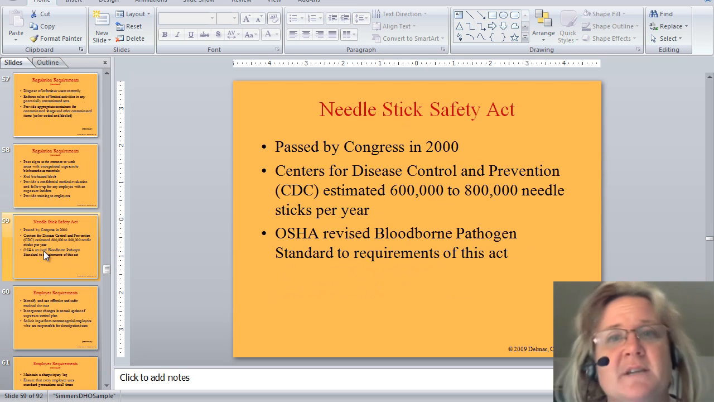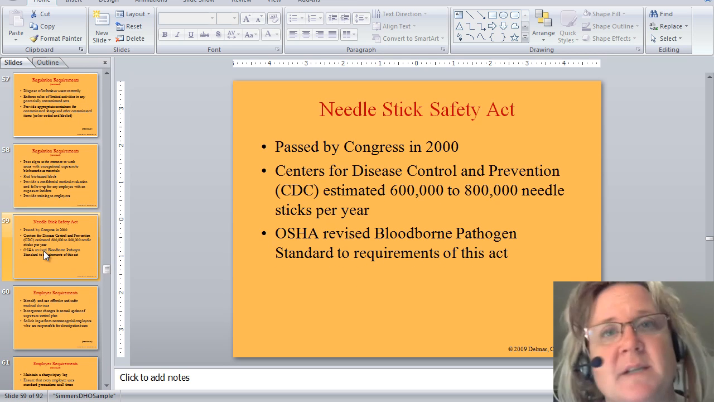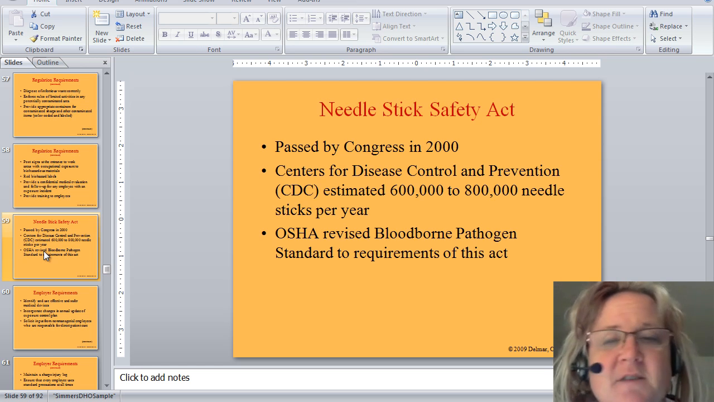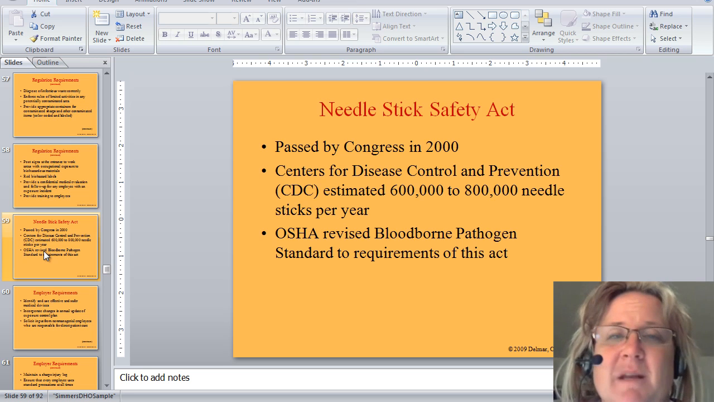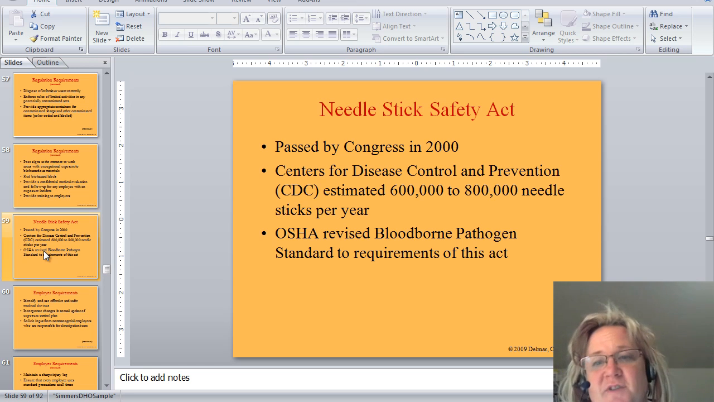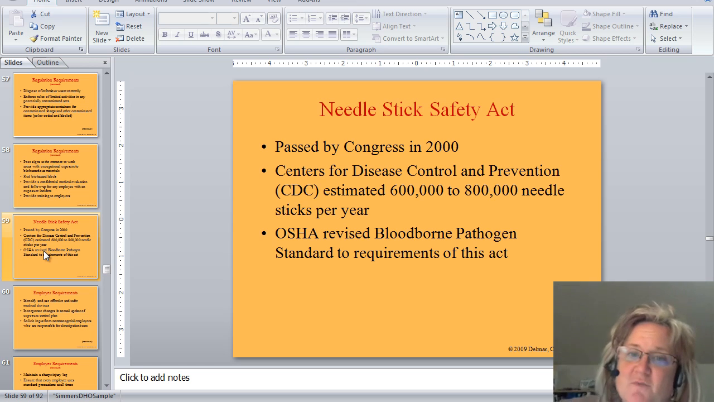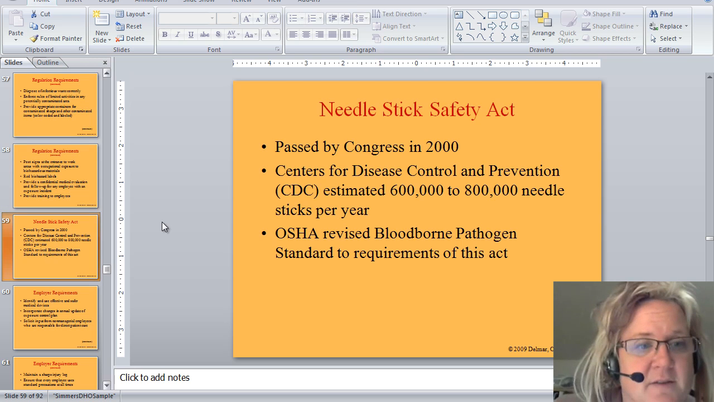The Needle Stick Safety Act. Say that 10 times fast. It was passed in Congress in 2000. The Centers for Disease Control and Prevention estimated between 600,000 and 800,000 needle sticks per year. Okay, I was one of those statistics. OSHA revised the bloodborne pathogen standard requirements of this act.